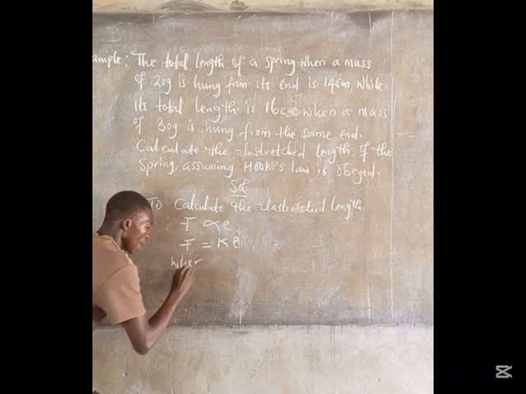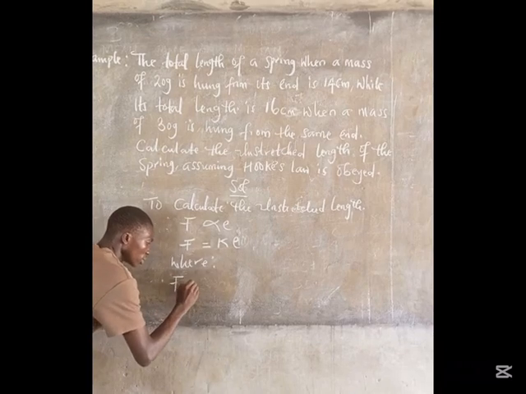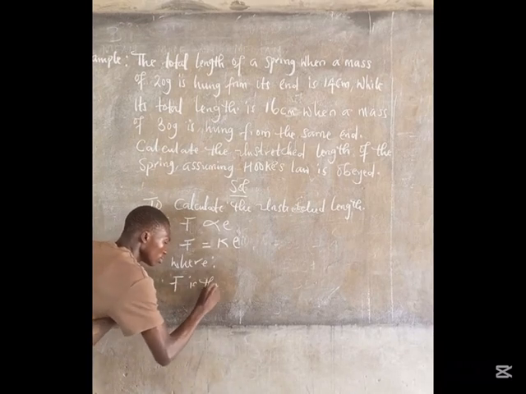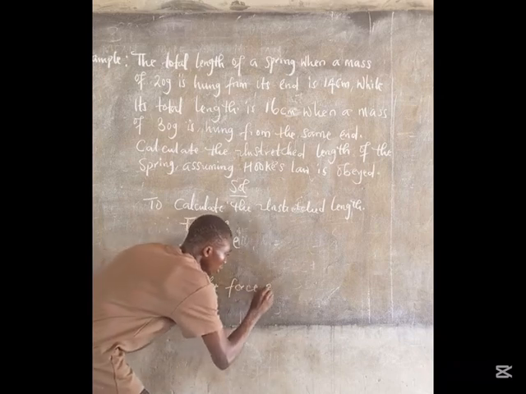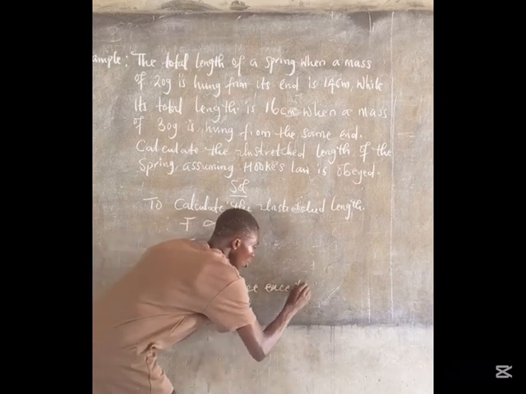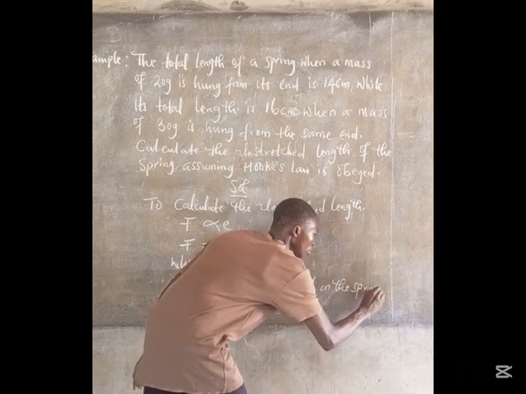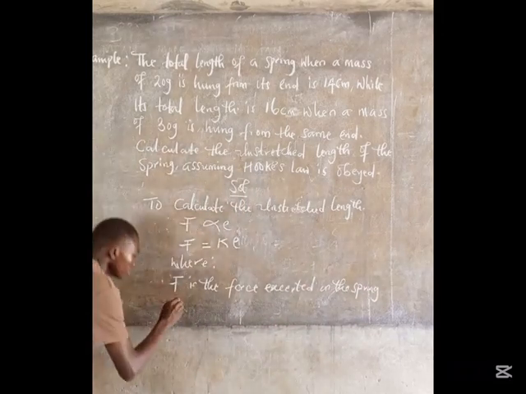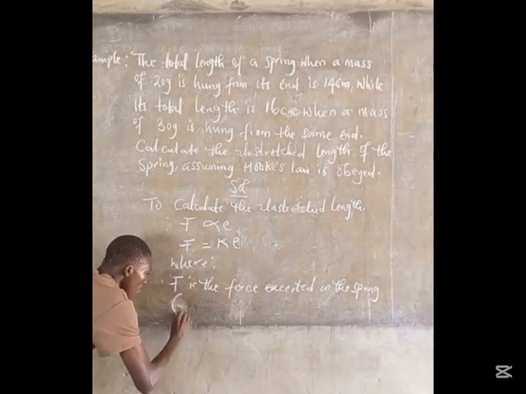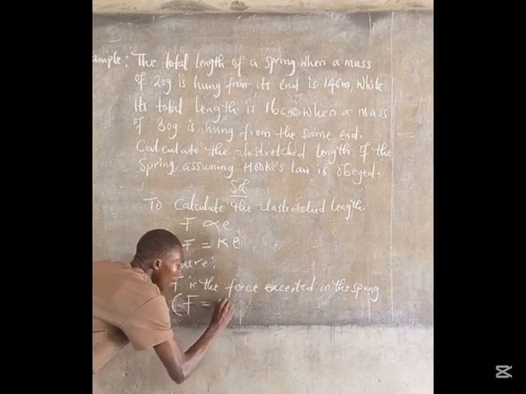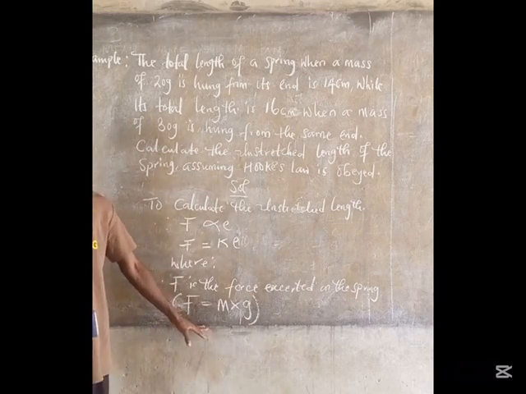where F is the what? F is the force exerted on the spring. Please take note of that. So F is the force exerted on the spring, which is F equal to what? Mass times what? Times gravity. You know, we are dealing with acceleration due to gravity.